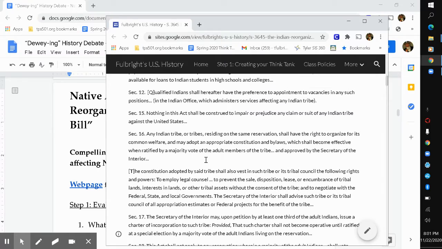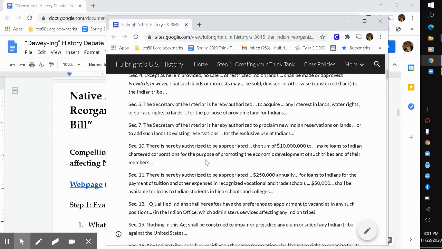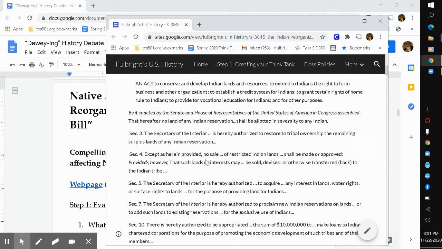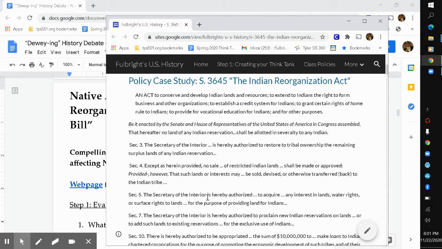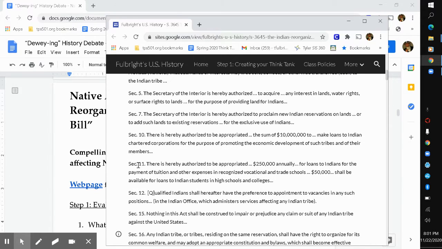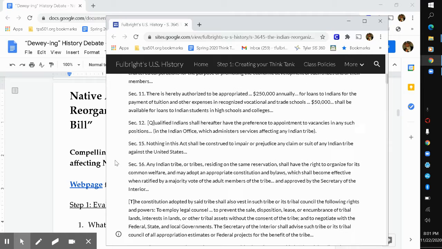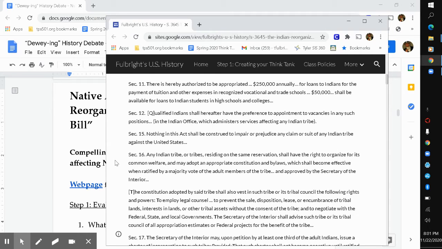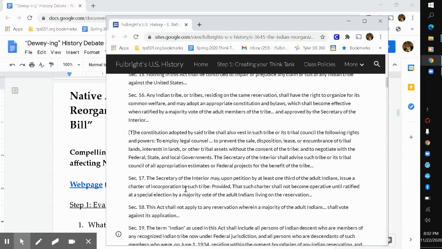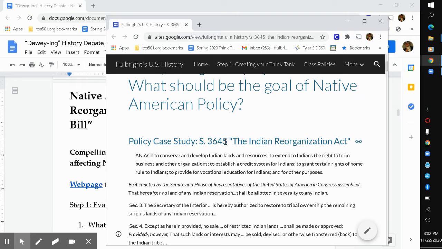So all of these different pieces of the legislation, it seems like the goals are to protect Native American lands. Goals are to allow them to be successful by funding businesses, by funding education, and to allow them to have control over their own government by helping them create their own governments. So it seems like to me, the purpose of the Indian Reorganization Act is to give the Native American people more power over their future and protect them.